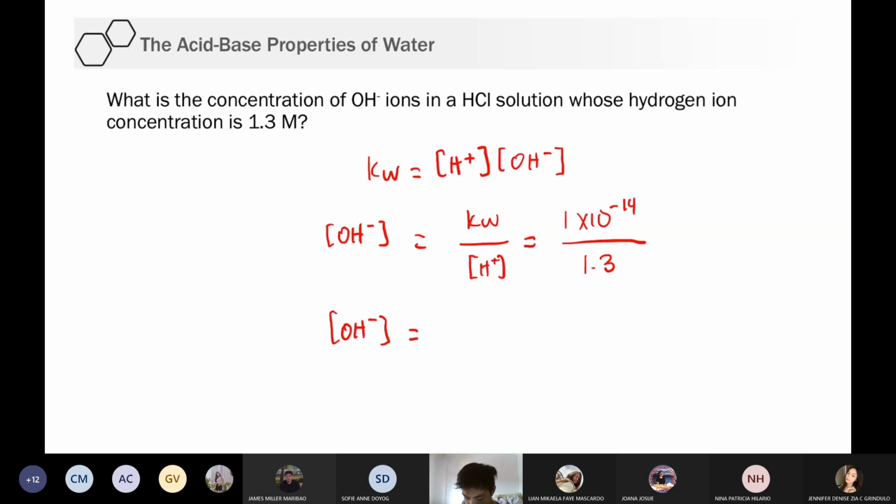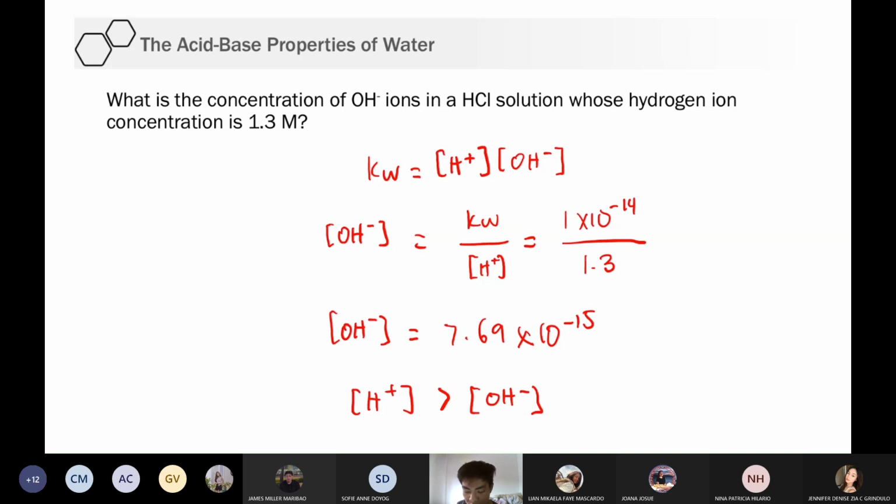Okay. So, the hydroxide concentration is 7.69 times 10 raised to negative 15. Okay. So, what can we tell from this given? So, masasabi natin that the concentration of H plus is greater than the concentration of OH minus.